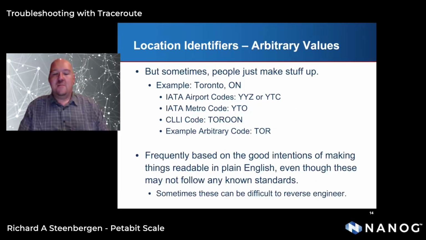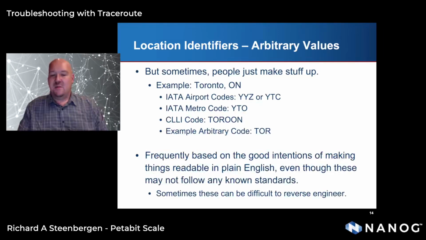Here's an example of one where you might use an arbitrary value. Toronto, Ontario in Canada. For the IATA airport code, there are 2. There's YYZ, which is the big one, and YTZ, which is the smaller airport downtown. But the metro code for both of those is YTO. And you could look at those and think that none of those are terribly convenient for an end user to know what the heck that means.